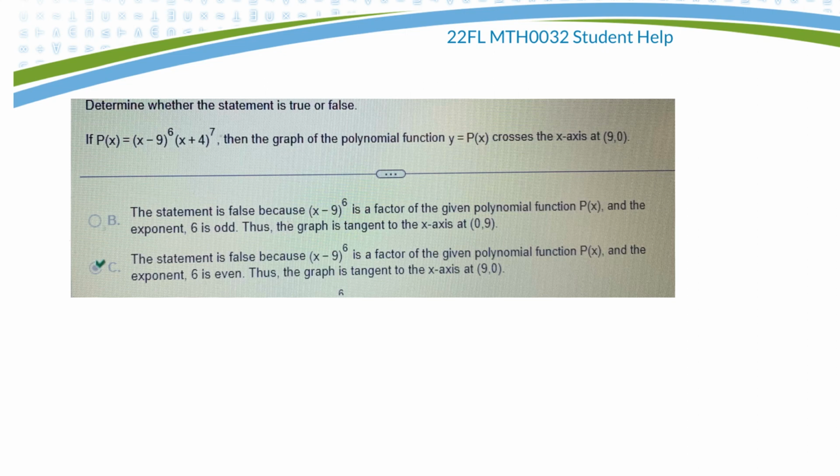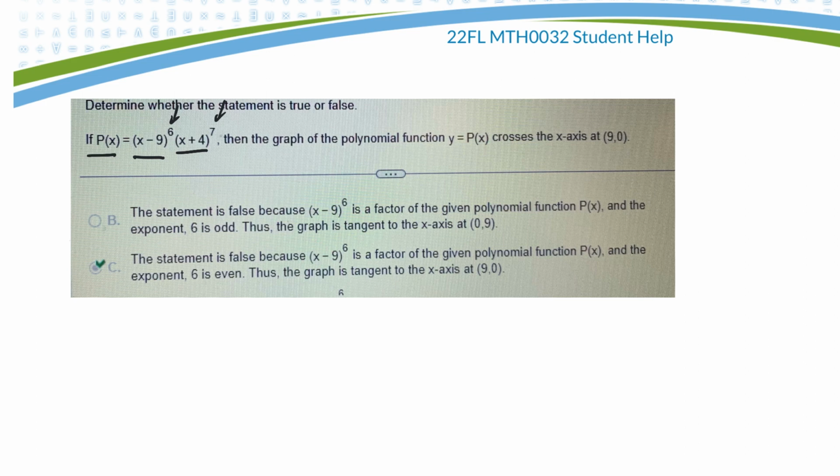Here's a question that deals with multiplicities. And so, multiplicities where you have a zero that repeats. So here I've got a function, p of x, and I have one factor that is repeated 6 times and another factor that's repeated 7 times.